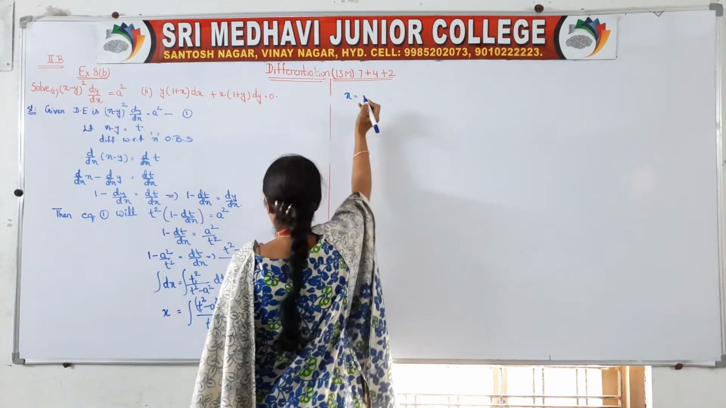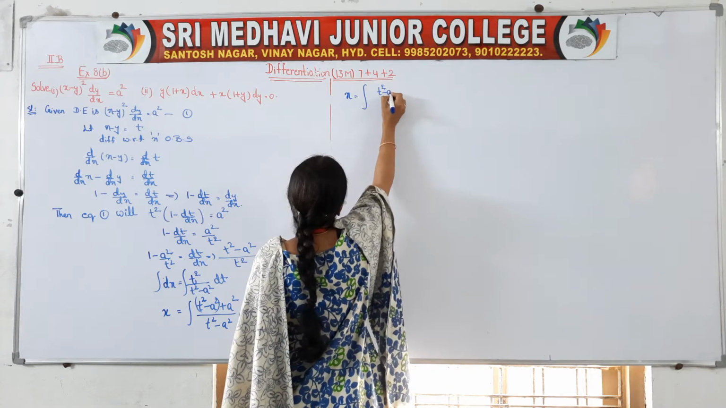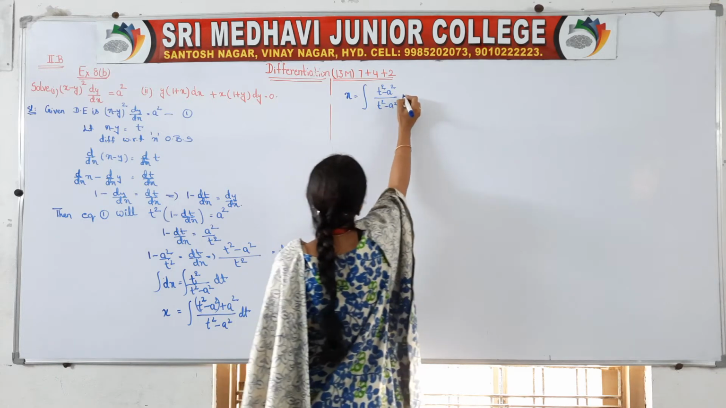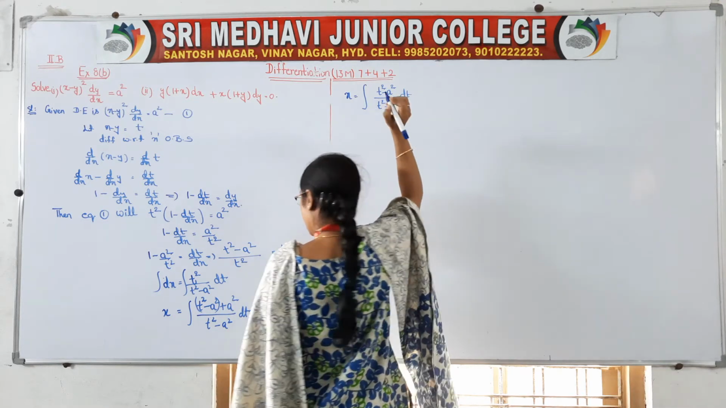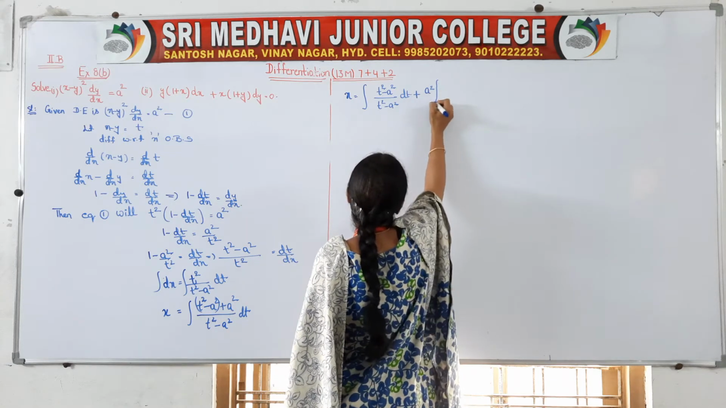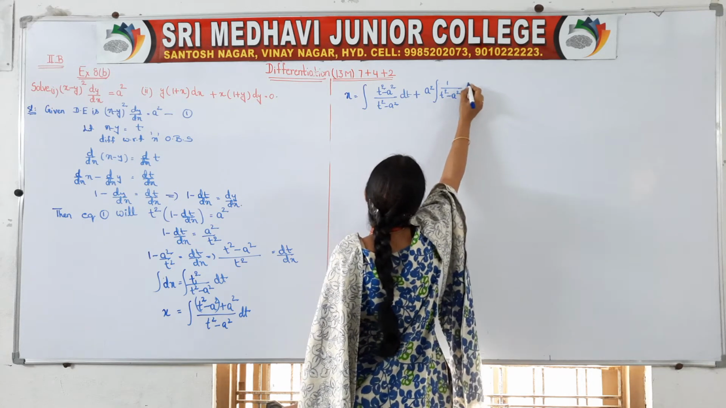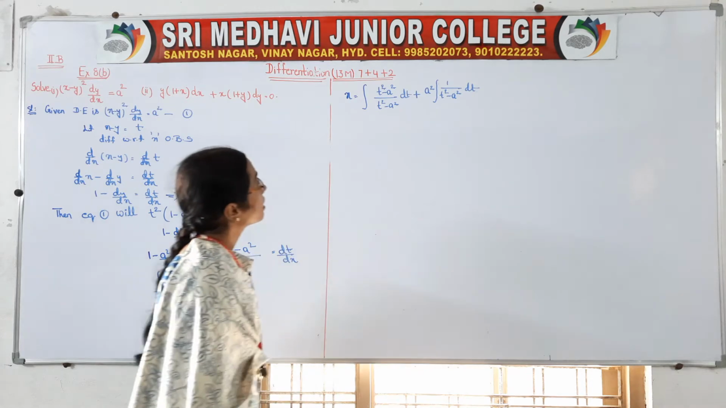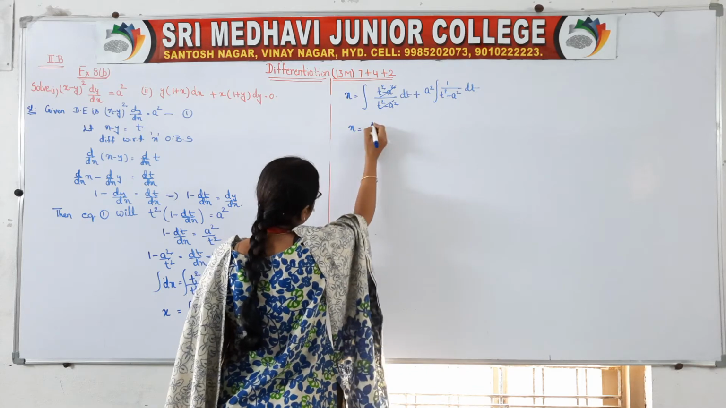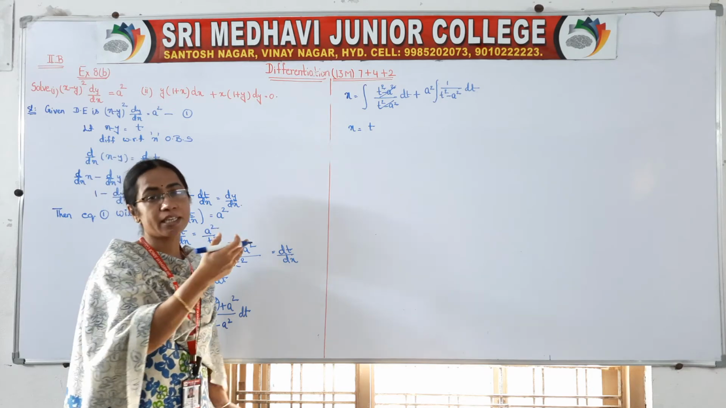So x is equal to the integral of (t² − a²)/(t² − a²) dt, one integral, plus another integral, a²/(t² − a²) dt. a² is a constant, so I am writing it outside. Here both will get cancelled. So x is equal to the integral of dt, which is t, just like the integral of dx is x. Same thing, the integral of dt is t.